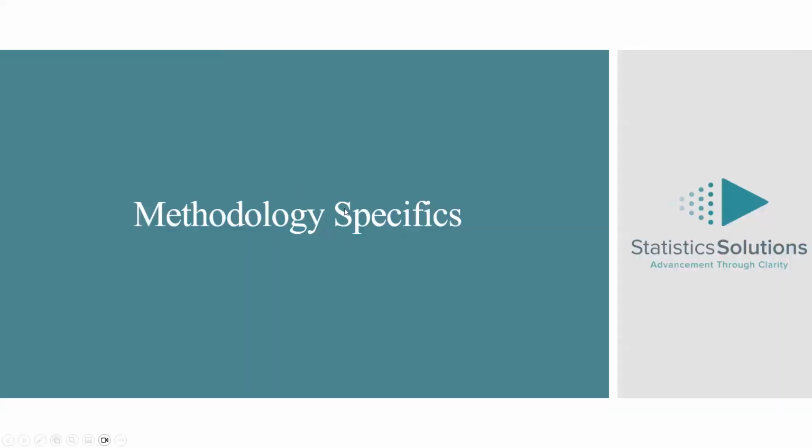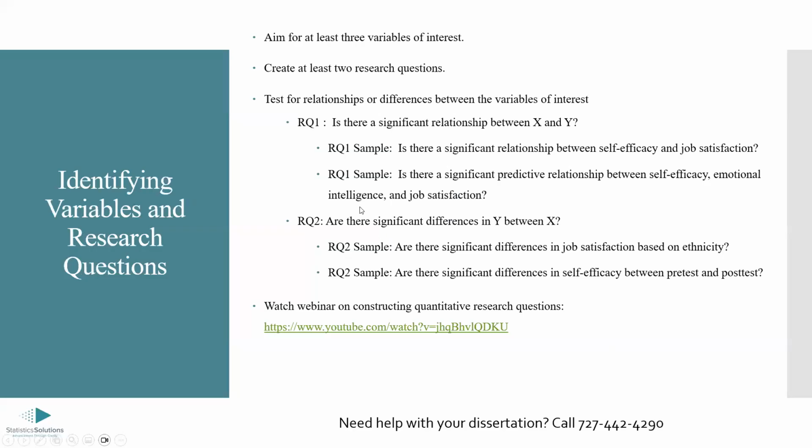So now we'll look at more methodology specifics. And if you're at the very beginning of the process and you're developing your research questions, you'll want to aim for at least 3 variables of interest for a dissertation. With 3 variables, you can then create at least 2 research questions. That's kind of the bare minimum I see. Sometimes I've seen one overarching research question, but very rarely. You want to have at least 2 to 3 research questions.